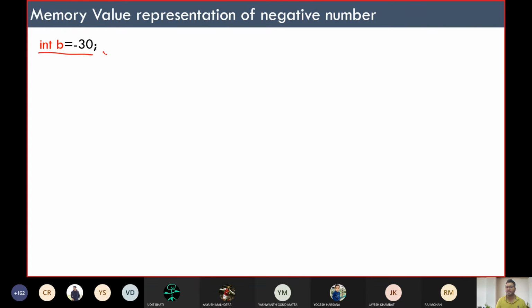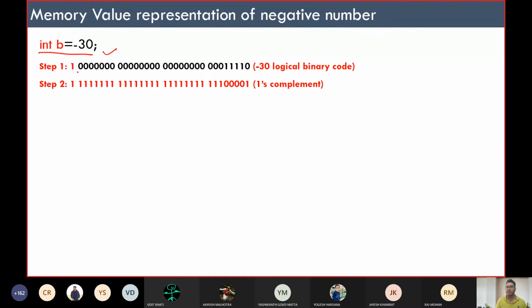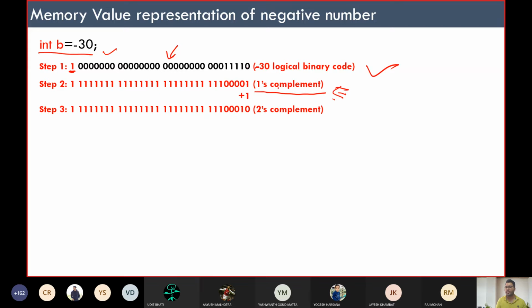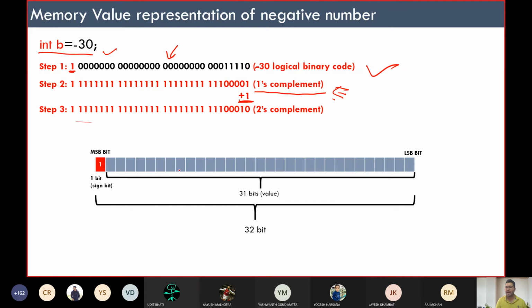So this is my minus 30. How am I going to convert it? First, I convert it into the logical code for minus 30. This is my MSB bit, 1 representing that it is a minus number, and this is my value part. After that, I perform 1's complement, so 0 becomes 1 and 1 becomes 0. Then for 2's complement, I have to add 1, and I get the 2's complement number. This is how my numbers are stored.